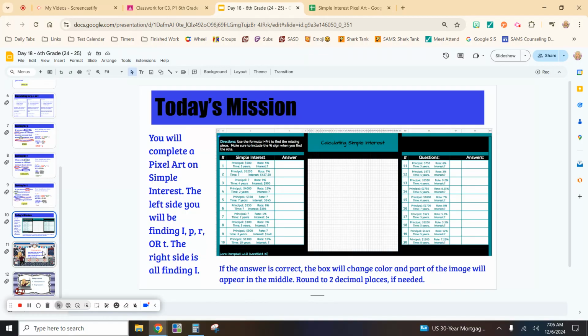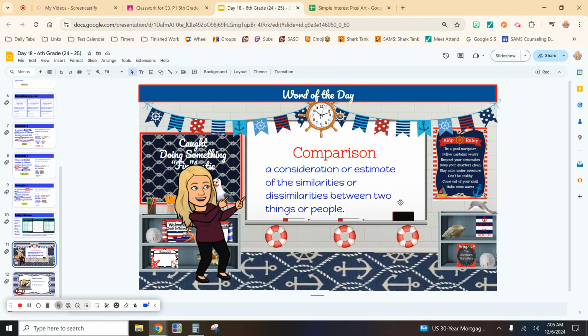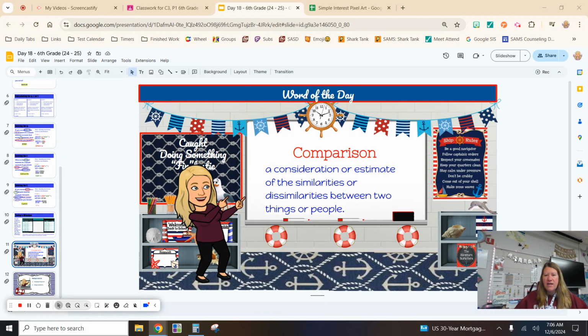I almost forgot. Your daily question today is comparison, which is a consideration or estimate of the similarities or dissimilarities between two things or people. We made a comparison yesterday on simple interest and compound interest.